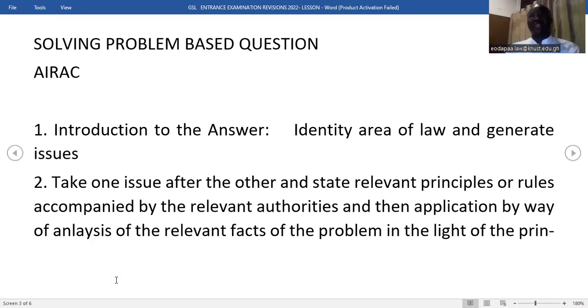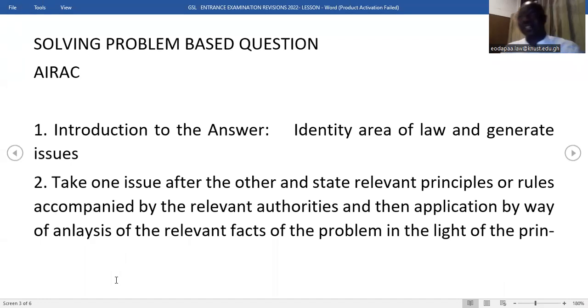The issue needs to be answered one way or the other. And you cannot answer that until you have demonstrated that the principles that you have stated are actually satisfied by the facts of the problem that you have, or are not satisfied completely by the facts that you have. And for that matter, that is going to influence how you answer the issue that you have formulated, the question that you have formulated.